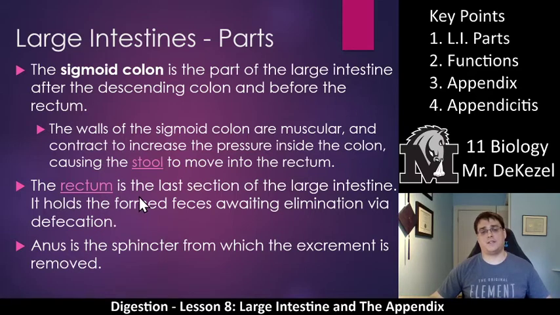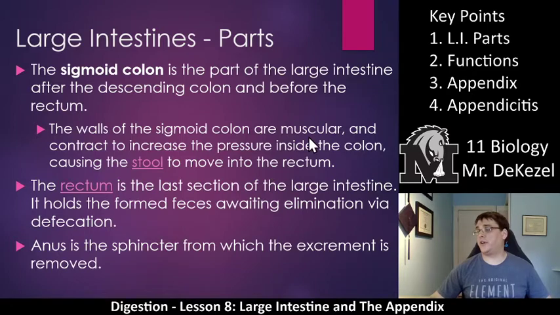The rectum is the last section of the large intestine. It holds the formed feces awaiting elimination via defecation. That's just a fancy way of saying pooping. So, you know, the rectum is the last section of the large intestine. It holds poop before you poop. That's what it means. So the anus is the sphincter from which the excrement is removed. The anus is the sphincter which you poop through. That is what it means.